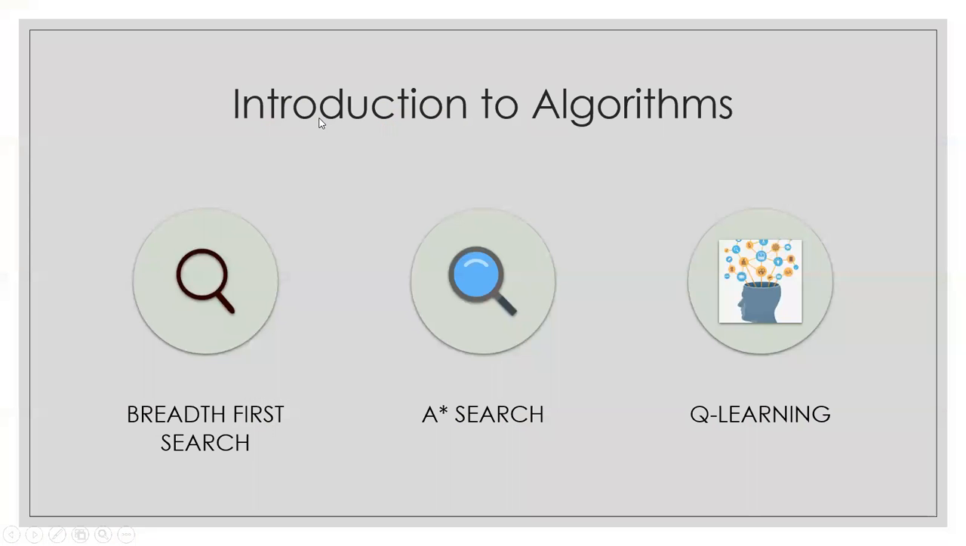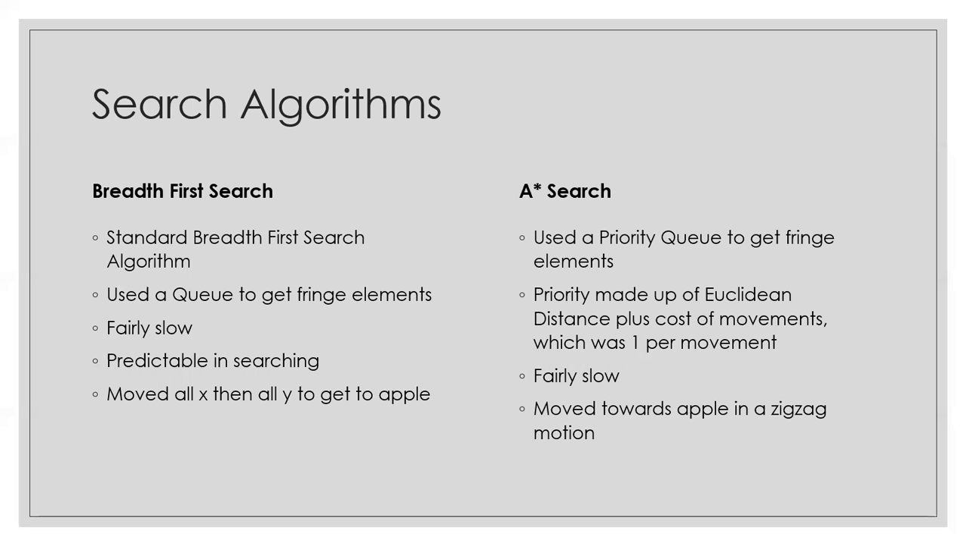The algorithms that I used for trying to solve the game Snake were a breadth first search, an A-star search, and some variations of Q-learning algorithms. So first, the search-based algorithms. For the breadth first search, I used a standard breadth first search algorithm using a queue for the fringe elements.